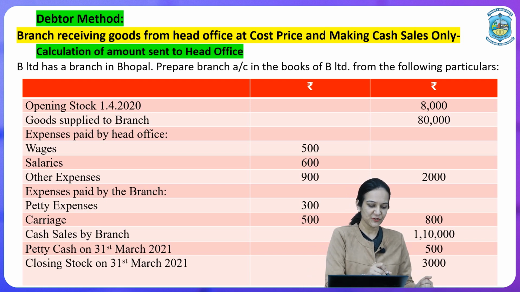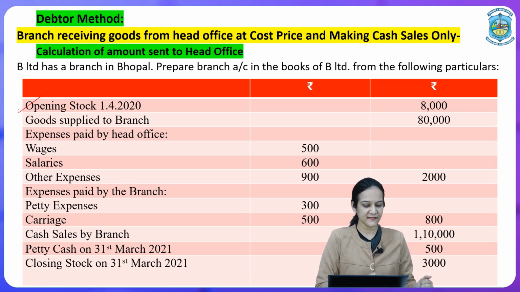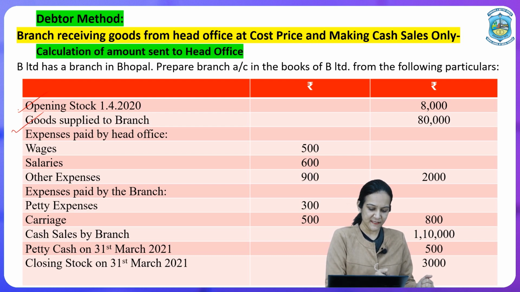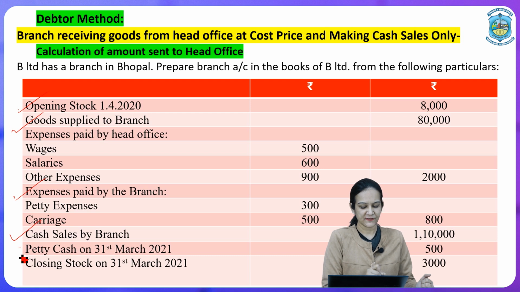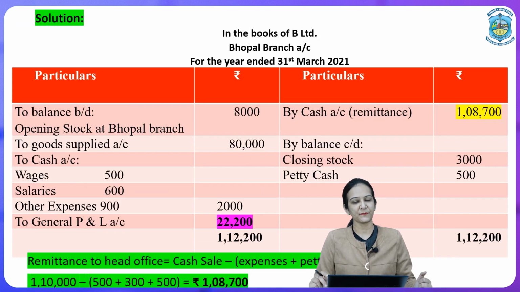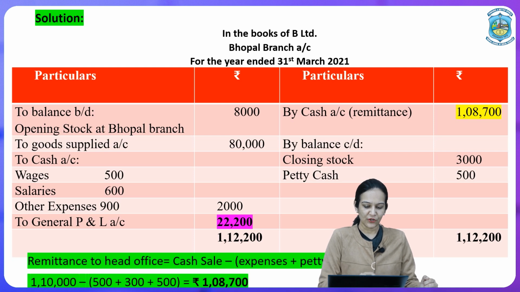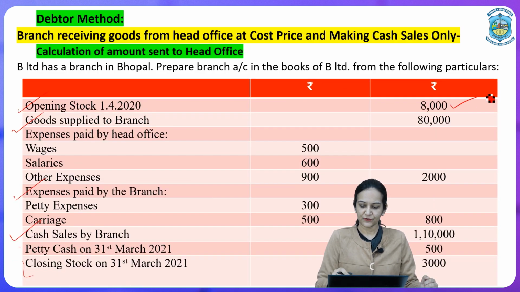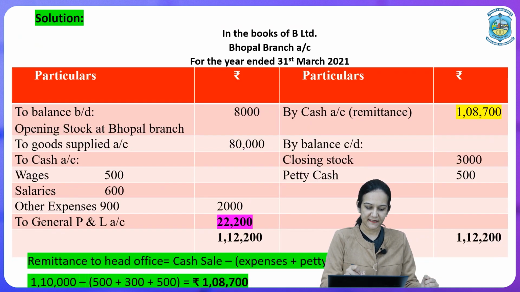Now, again some information is given, like the opening balance of assets is given, goods supplied by the head office to the branch is given, expenses paid by the branch is given, cash sale is given, and closing balances of all the assets are given. Now, again let us prepare the branch account and understand how to calculate the profit and loss in that particular situation. Now, opening balance of stock is given, that is 8,000 rupees. We will write down this figure as it is.